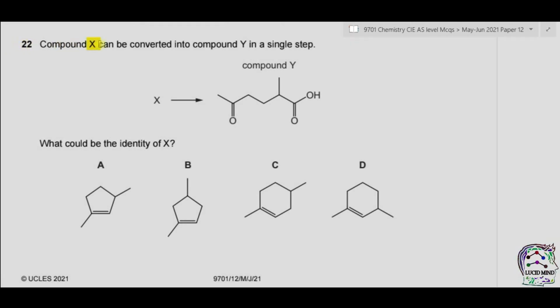Question 22. Compound X can be converted into compound Y in a single step. This is compound Y. We have a ketone and a carboxylic acid. What could be the identity of X? In the product, we can see that we have a ketone on the second carbon and we have a carboxylic acid on the first carbon.